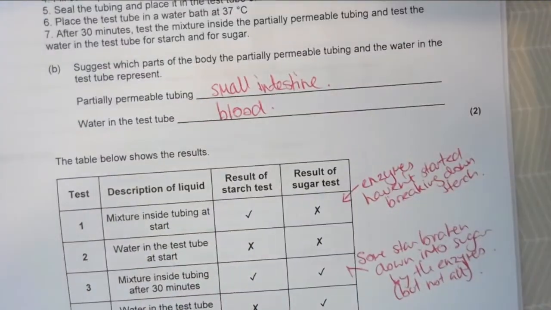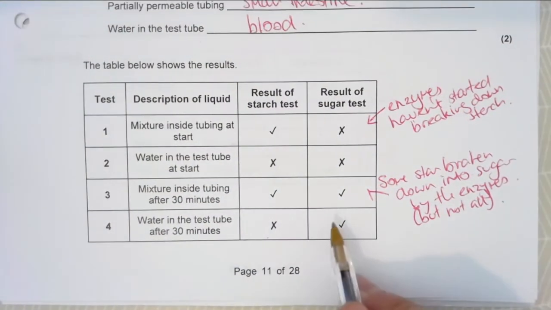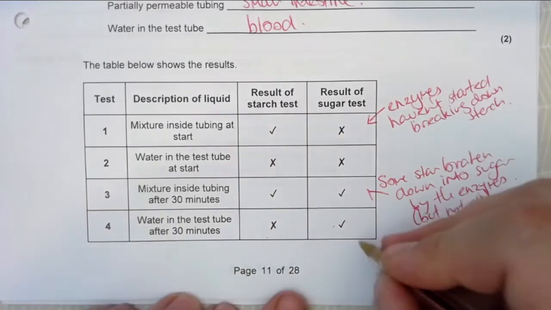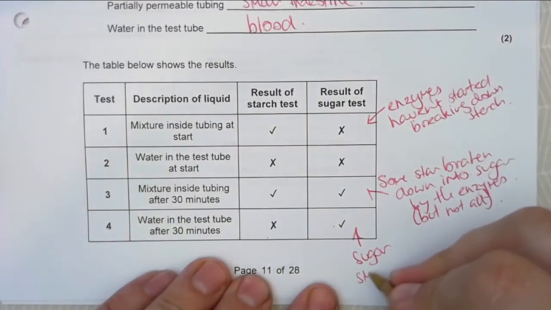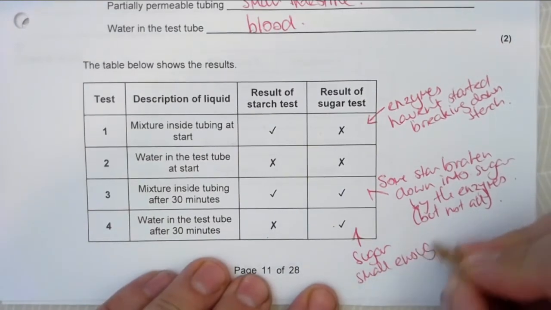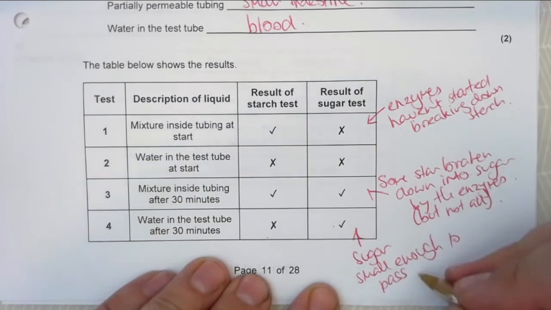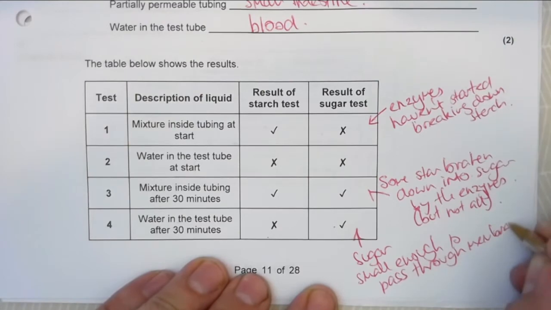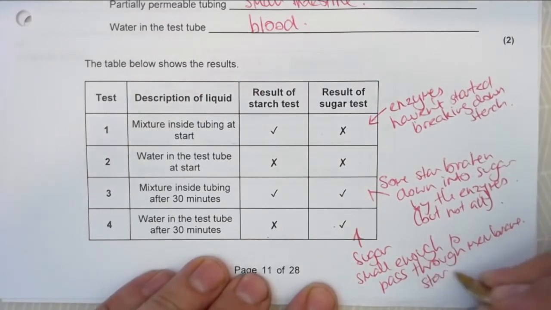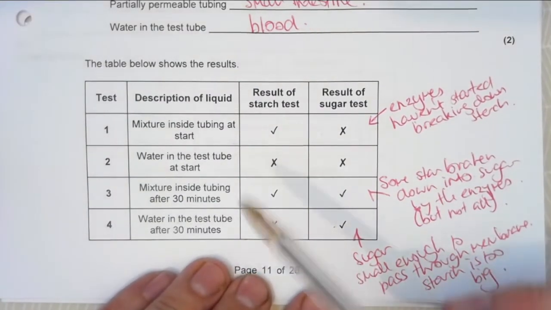And at the end, the water in the test tube still has no starch in, but it does have sugar, and this is because sugar is a small molecule, so it's small enough to pass through the Visking tubing, through that membrane, but starch is too big. So that's explaining what's happening here.